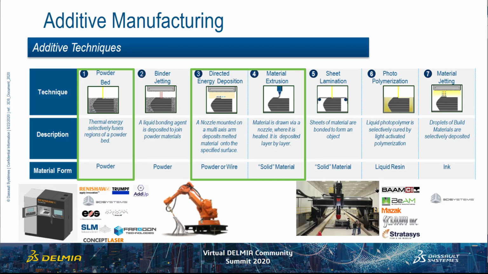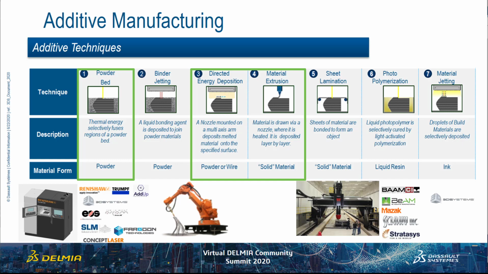So a quick run through the different techniques that are out there before we go into the updates for 20X. As you can see here, there are a total of 7 different additive manufacturing techniques, of which we support 3: the powder bed, direct energy deposition, and metal extrusion. And as the market demands, we will get into the other techniques as well.